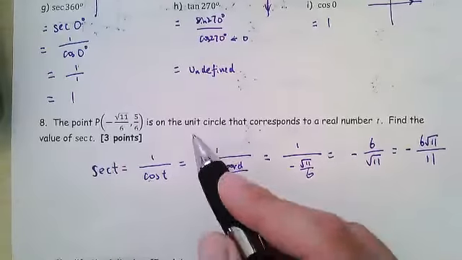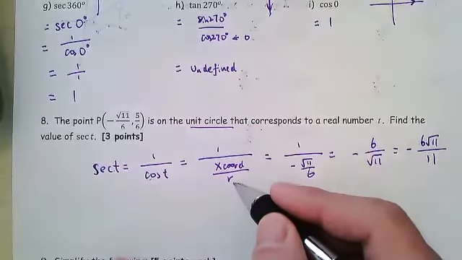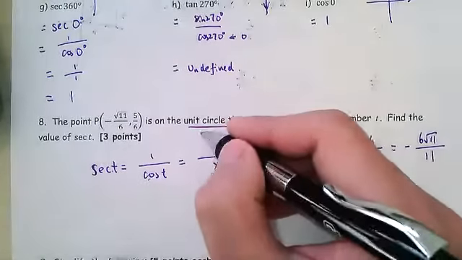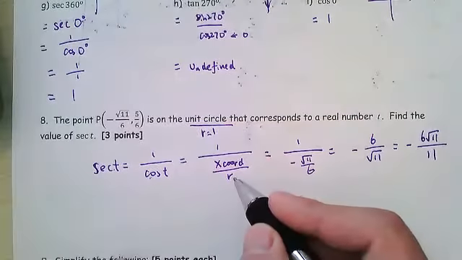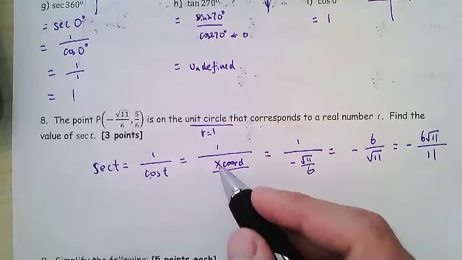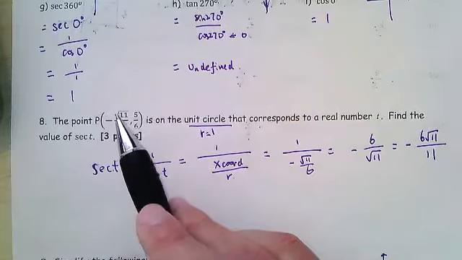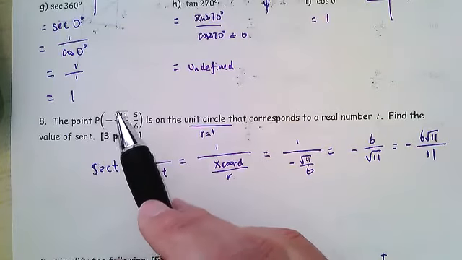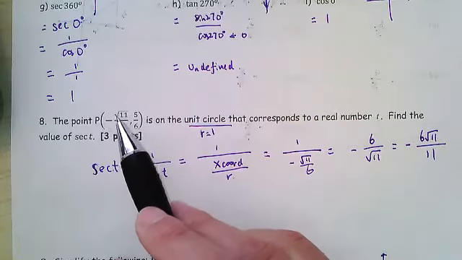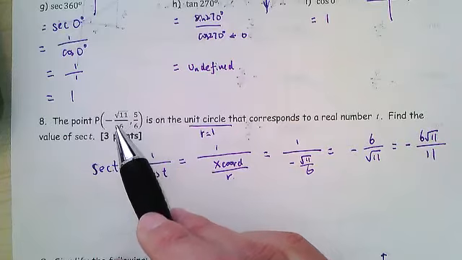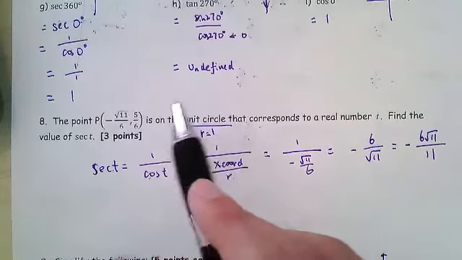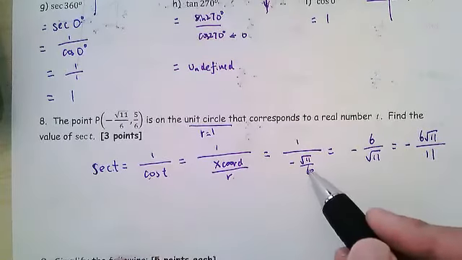And we are on the unit circle, so you don't need to worry about this part. This part, r, is always 1. And you only need to worry about the x-coordinate. Look at the x-coordinate. You have this guy. So it's just 1 over this x-coordinate.